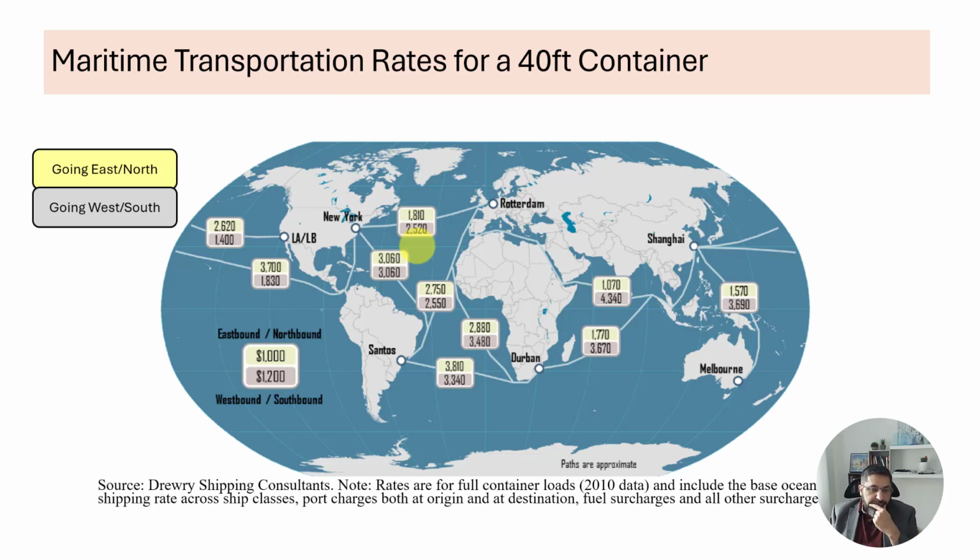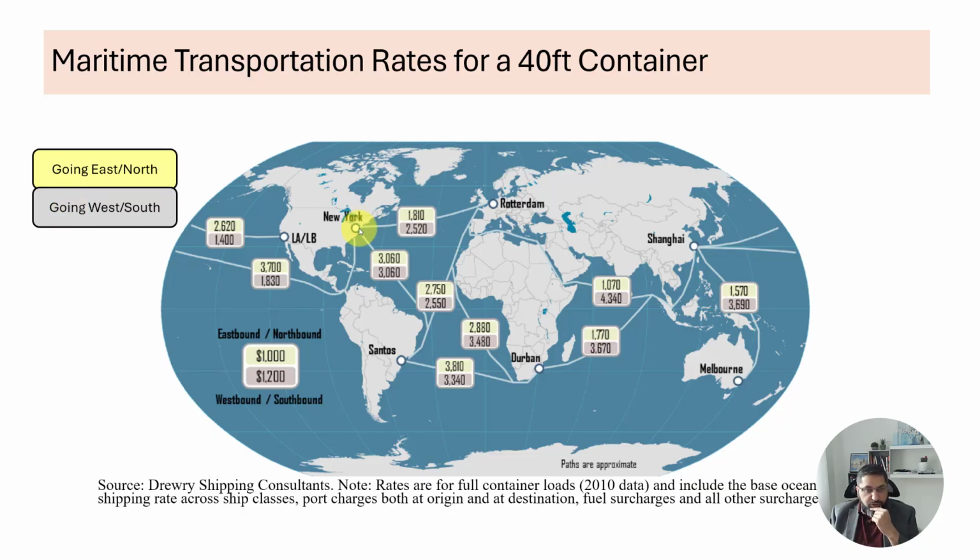Okay, so this data is a little bit old. I couldn't find the latest data, but the principle holds, and the principle is what matters. So the yellow boxes are laid along lines which indicate international shipping routes. The top yellow box applies when you're moving east or north along that route. For vertical routes, it's north. For horizontal routes, it's east. And the grayish box tells you the price to move west or south.